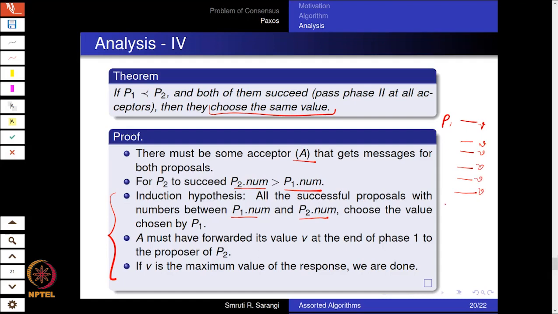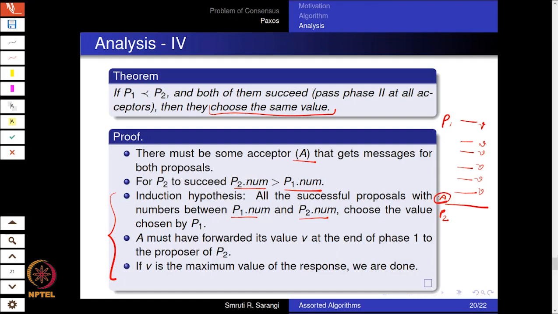Now, what do we have to prove for the induction to be correct? What we need to prove is essentially that P2 also chooses value V, and this has to follow from the induction hypothesis. So let's see. The common node A, what did it do?